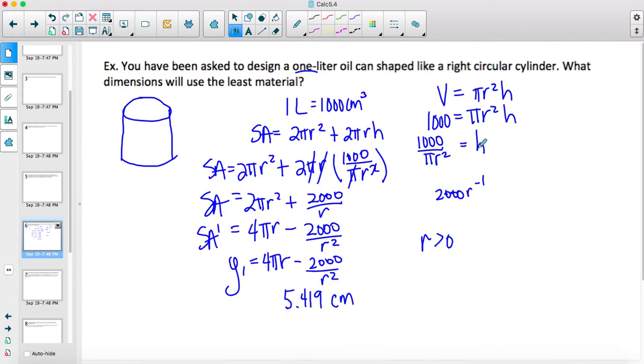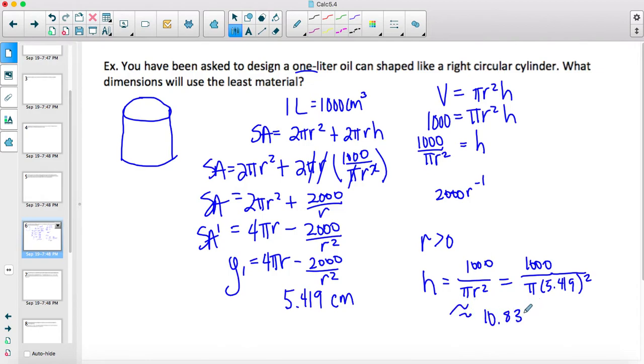And then going back to this function right here, the height would equal 1,000 over pi r squared, or 1,000 over pi 5.419 squared. And that would give us the height, okay? Which is approximately 10.839 centimeters. So these two dimensions would minimize the amount of material that I would need for my can, keeping the volume of the can at 1 liter.